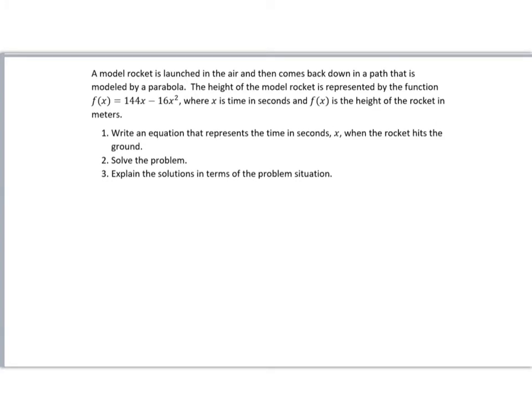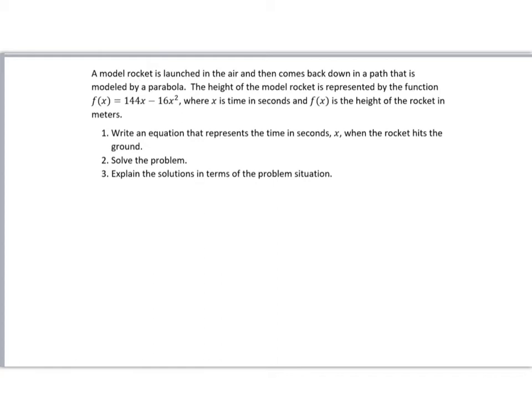All right, let's do another one that's basically just like this one. I would suggest that anytime you want to try something on your own, you pause this video and do it, and then come back and see if you have the right answer. All right, here, a model rocket is launched into the air and then comes back down in the path that is modeled by a parabola. The height of the model rocket is represented by the function f of x equals 144x minus 16x squared, where x is the time in seconds and f of x is the height of the rocket in meters.